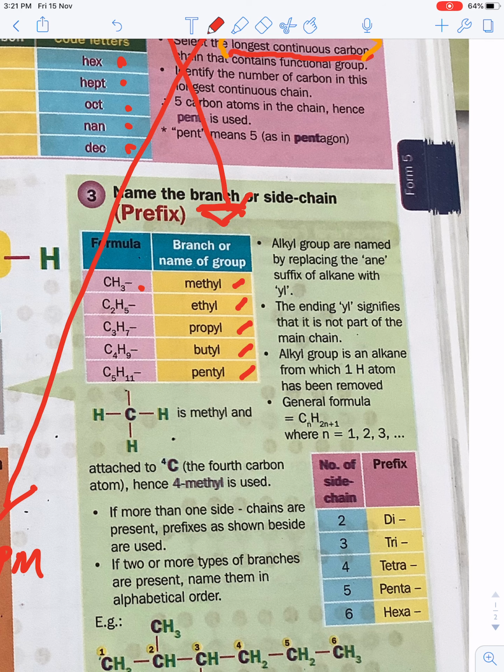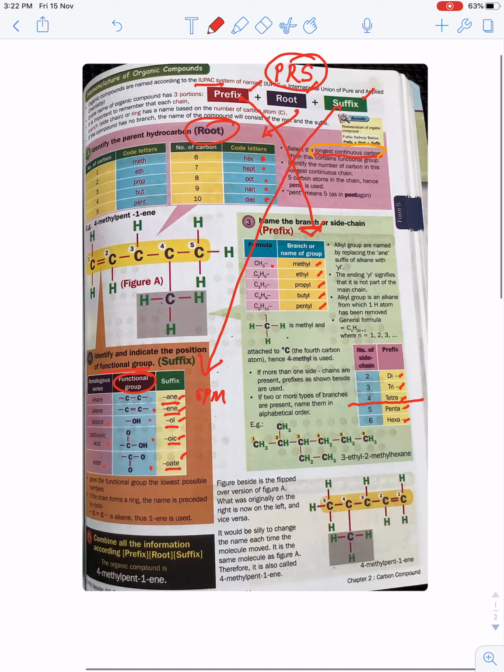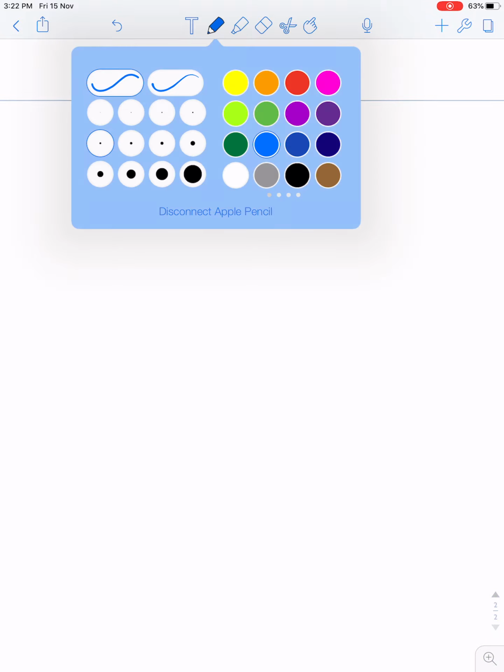And also, kalau dia berlaku repetition, guys, you must remember, kalau benda yang sama ulang 2 kali, we call it as di, tri, tetra, penta, hexa. Normally for SPM level dia sampai dekat tetra sahaja. Okay guys, let's look at a few examples how to name this. I give you a very simple example. Katakan in SPM they give you something like this.